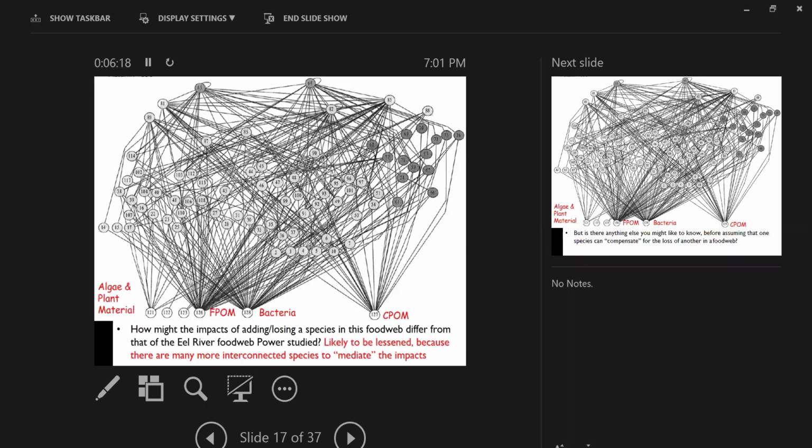So for instance, if we lose one of our species of meiofauna, it's likely not to have much of an effect because there are other meiofaunal species feeding on the same things. And so there won't be any reduced grazing pressure on, say, the FPOM, because there are other meiofauna that will go ahead and consume them. As opposed to a more simplified food web with fewer species, you're likely to have a big impact because when one species goes away, there's not another one to take its place.